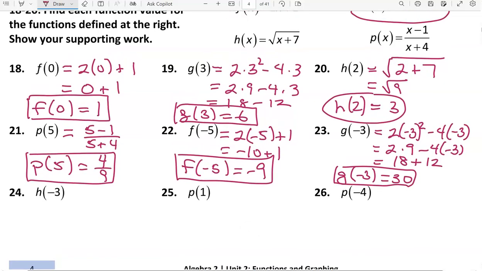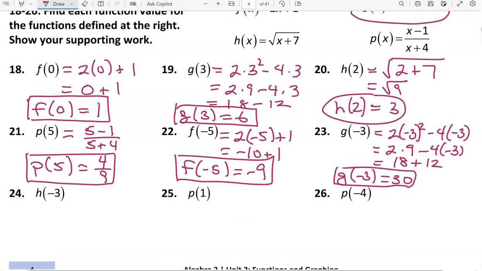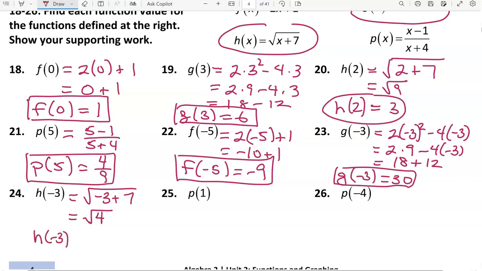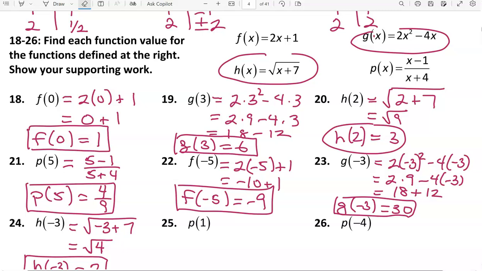For number 24, we're working with the function h. h of x is equal to the square root of x plus 7. So h of negative 3 is the square root of negative 3 plus 7. We need to perform the operations inside the grouping first. Negative 3 plus 7 is 4. And so h of negative 3 is the square root of 4, which is 2.